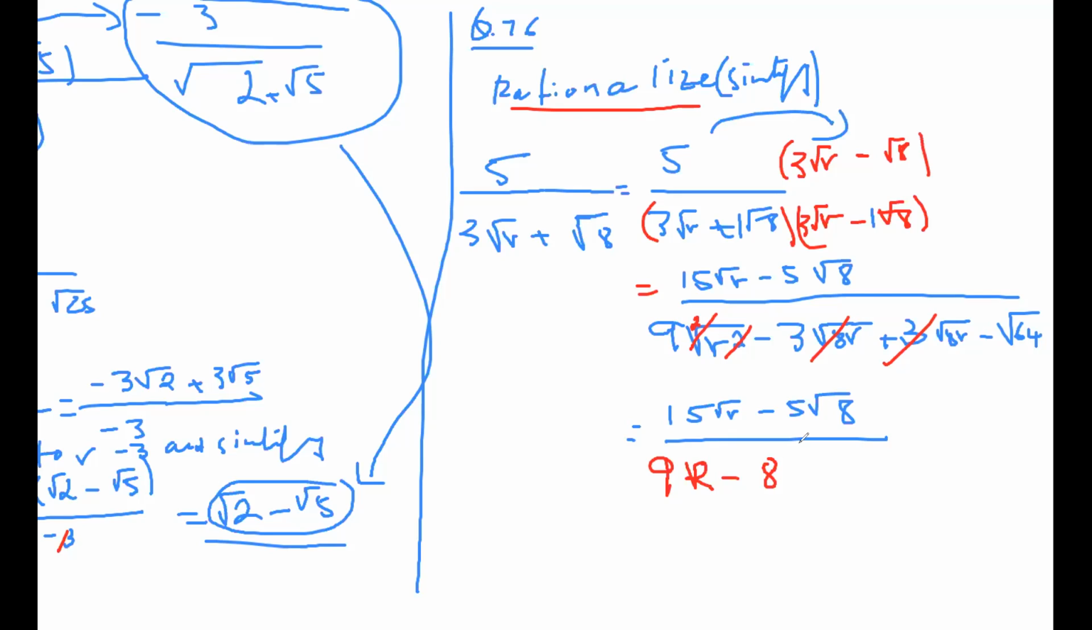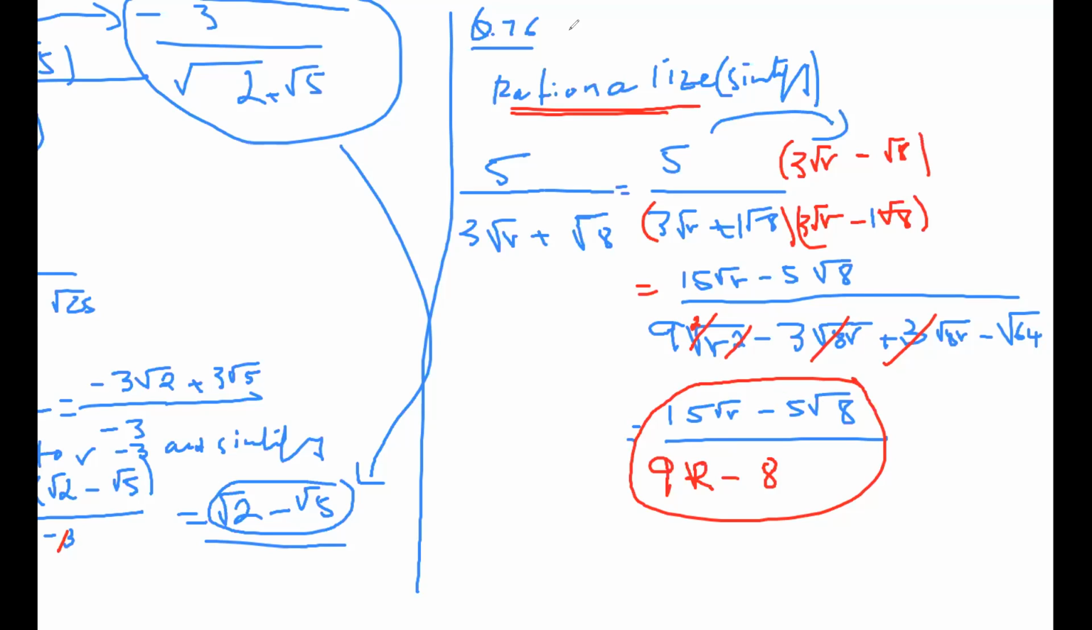And that's basically it. We can't cancel anything else. See here, even though we have 5 as a common factor, here we don't have a common factor. If we had a common factor 5 here, we could factor 5 here and cancel them out, but that's all there is to it. We just rationalized it. We no longer have a radical in the denominator. It's fine to end up with a radical in the numerator.